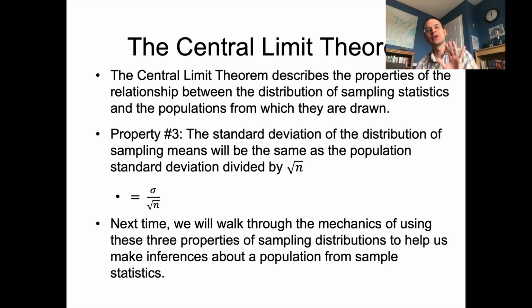We don't know how to jump to conclusions yet, though. We don't know how to draw those inferences yet. So next time we'll talk about how to do that by looking at the mechanics of using these three properties of sampling distributions to help us make those inferences about a population from sample statistics. But for now, these are the basics of how sampling works. So that's all I'm going to say about it for now.